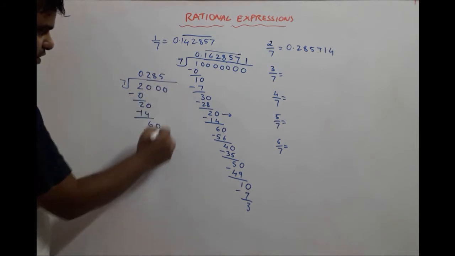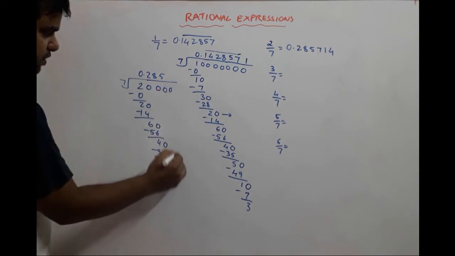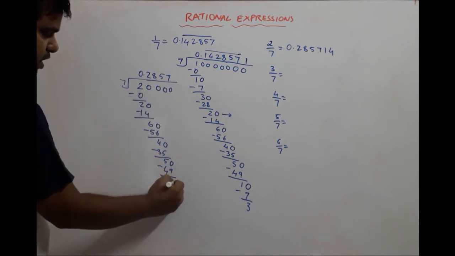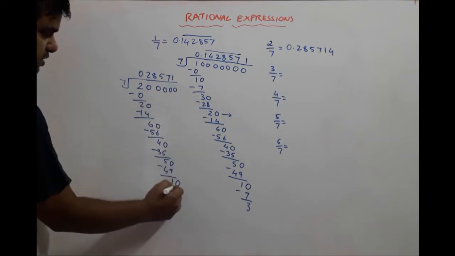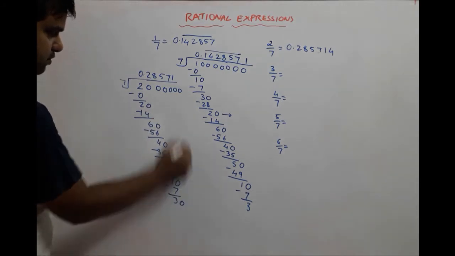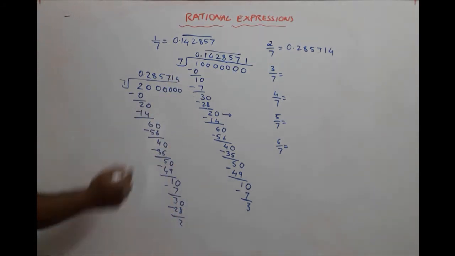7 fives are 35. 5. Put a 0 here. Bring the 0 down. 7 sevens are 49. 1. Put a 0 here. Bring this 0 down. 7 ones are 7. 3. Put a 0 here. Bring the 0 down. 7 fours are 28. 2. Have a look.